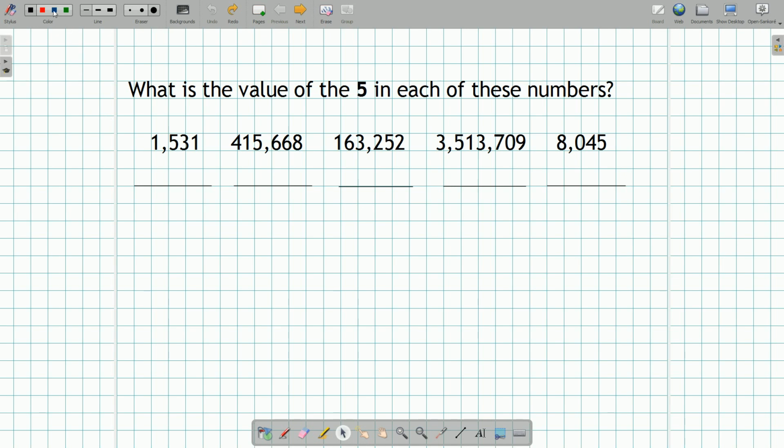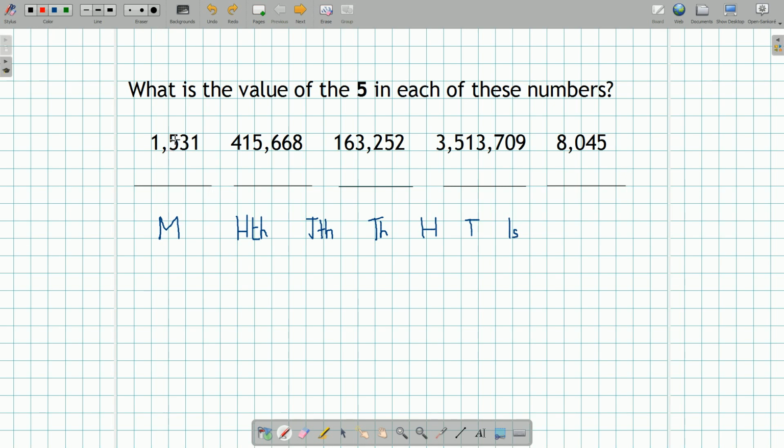Now the first thing I want to do is label my columns. So I'm going to start down here. I've left myself plenty of room, and I'm going to have my millions column here. Then I'm going to have my 100,000s, 10,000s, thousands. Now this will be quicker with you with a pen, of course. Hundreds, tens, and ones.